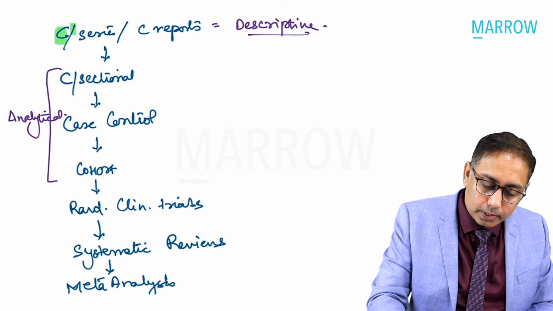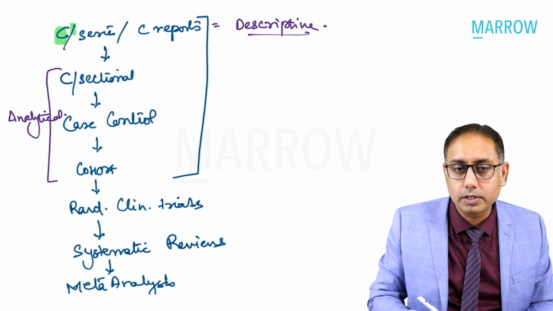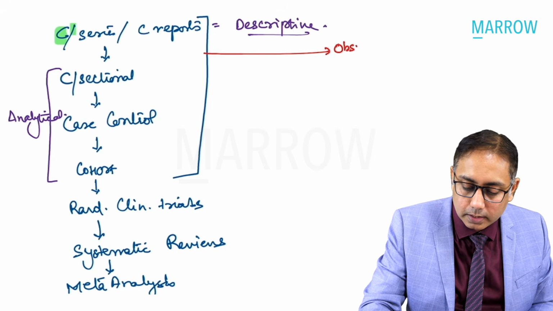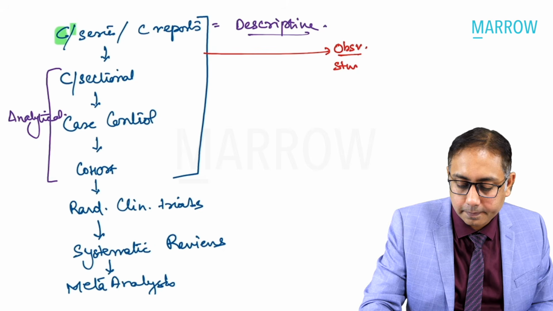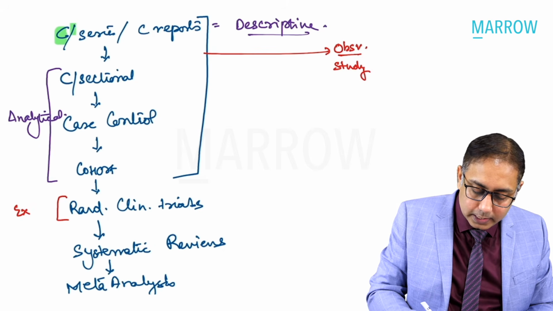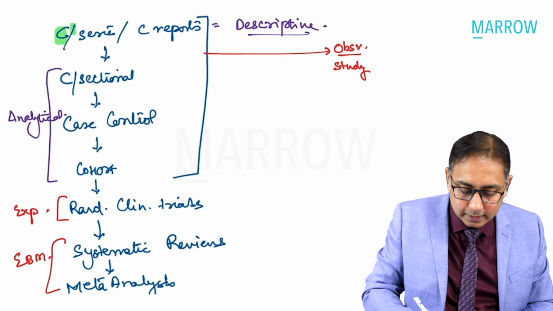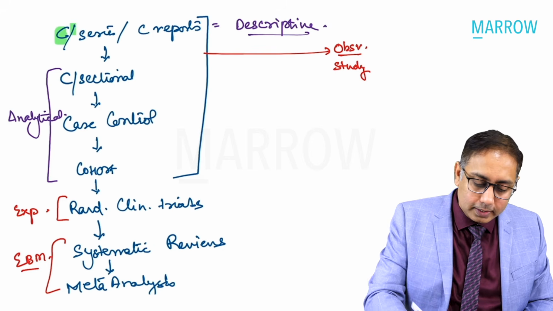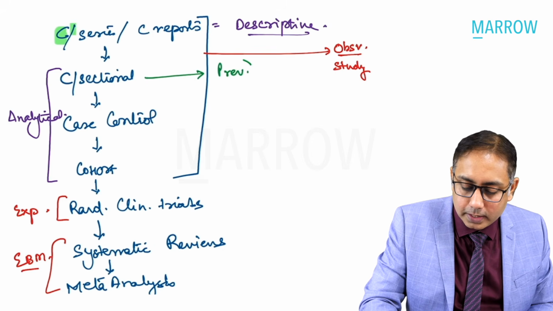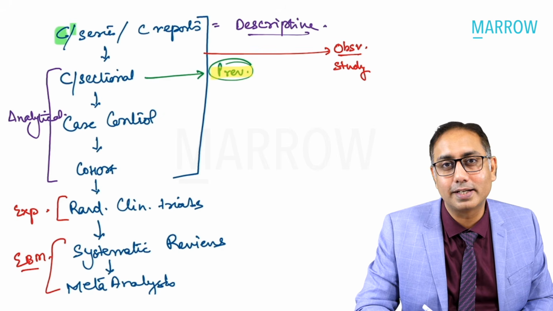All these studies together, the case reports, the cross-sectional, the cohort, the case control, are called observational studies, observational study designs. The randomized control trials are the experimental study designs, and these two are evidence-based medicine. That is what you already know. The cross-sectional study will give you only the prevalence. Prevalence is calculated in only one study, that is called the cross-sectional study.